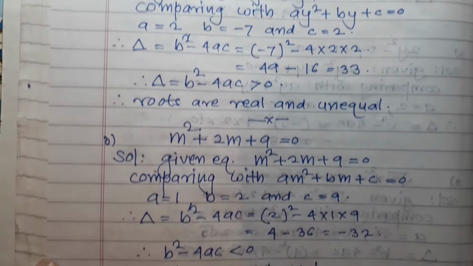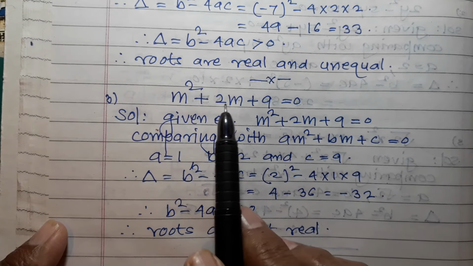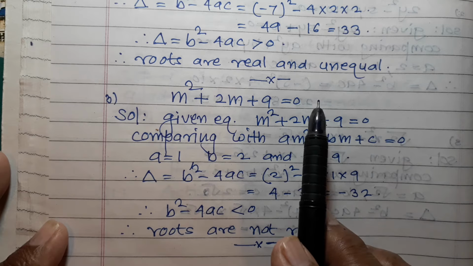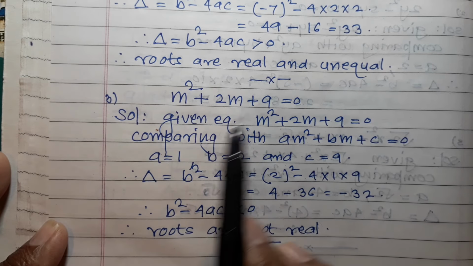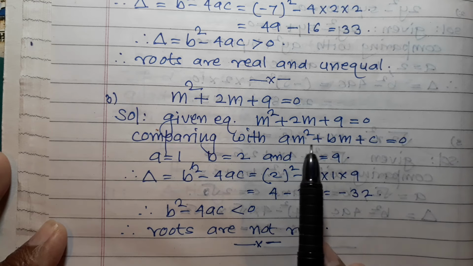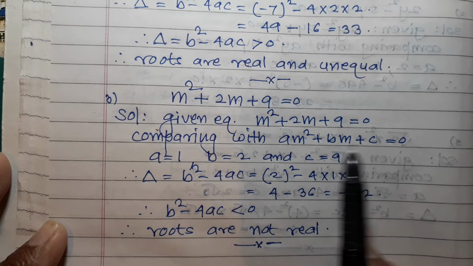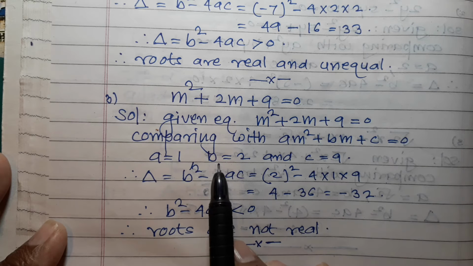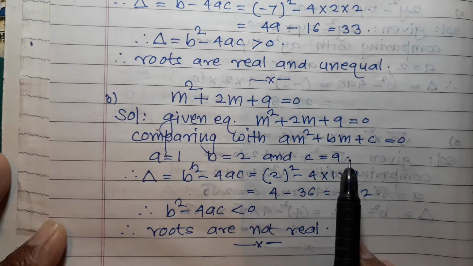Question number 3. m square plus 2m plus 9 is equal to 0. Now this is a given quadratic equation. Compare this equation with the standard form of quadratic equation am square plus bm plus c is equal to 0. a is equal to 1, b is equal to 2 and c is equal to 9.